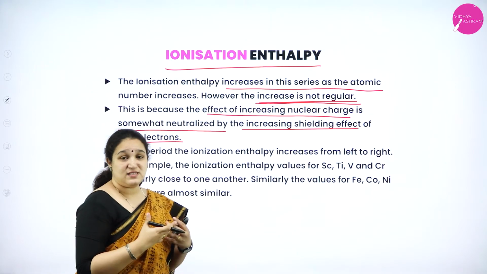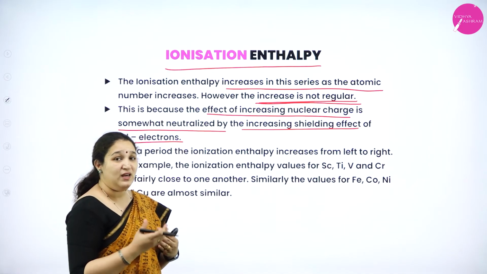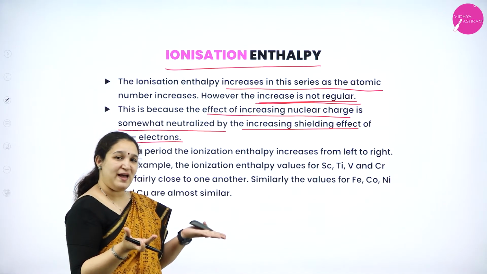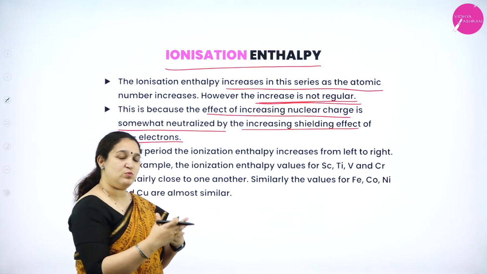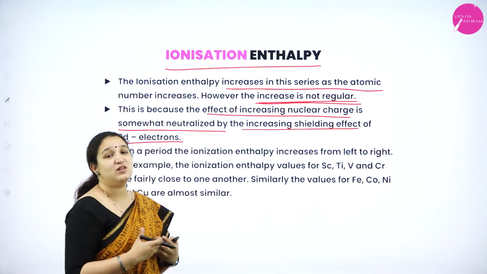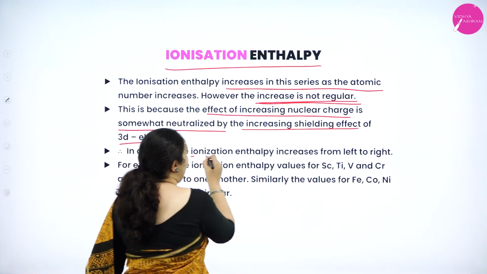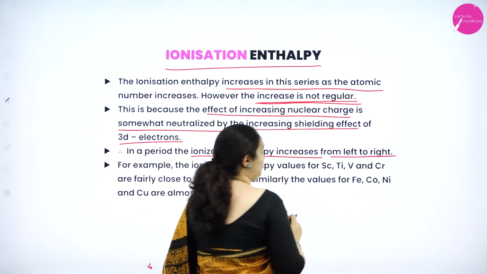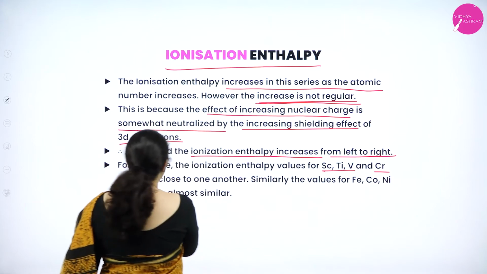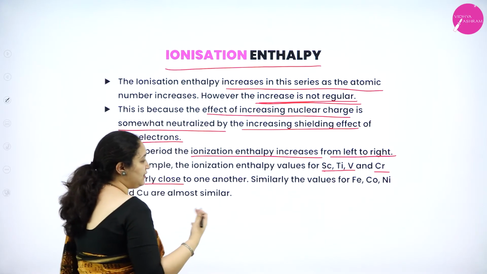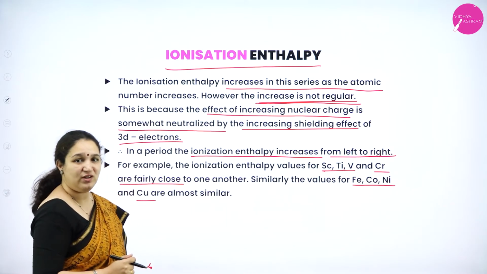So I told you that's the same reason why the atomic radius also is almost the same after midway through. Why? The increase in effective nuclear charge is balanced by the shielding effect, and due to this atomic radius also remains almost the same. Even ionization enthalpy also, there is not much change. Thus, in a period, ionization enthalpy increases from left to right, that you can see from scandium, titanium, vanadium and chromium, which have fairly close ionization enthalpies, and iron, cobalt, nickel, copper have almost similar ionization enthalpies.